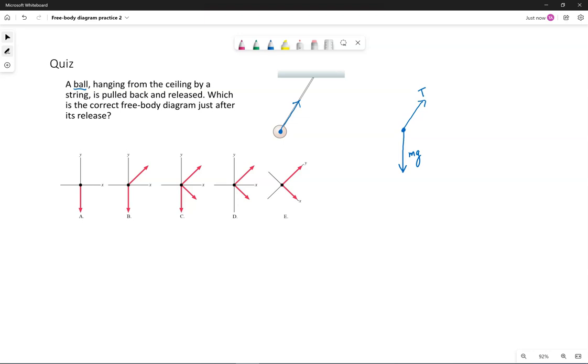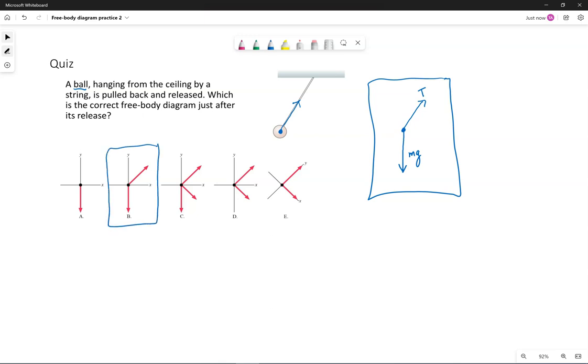So there's nothing else in contact. The only other potential force would be air resistance, but again, we're going to still ignore air resistance. So this is what my free body diagram looks like. Coming back to my options, B is the correct answer.